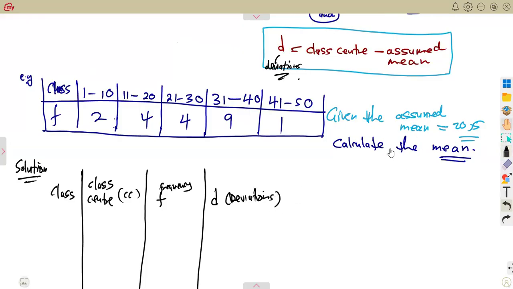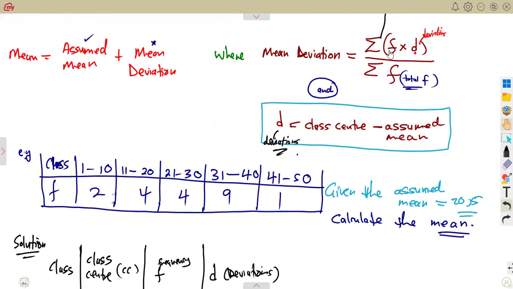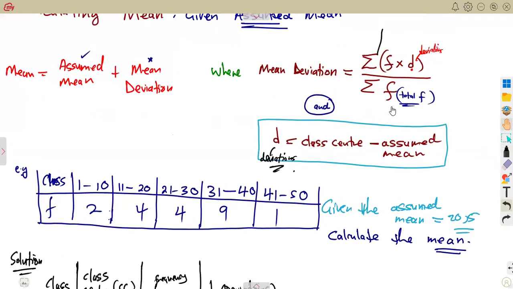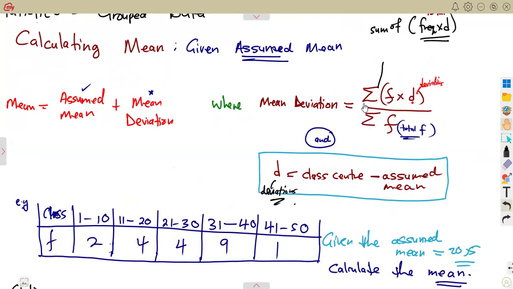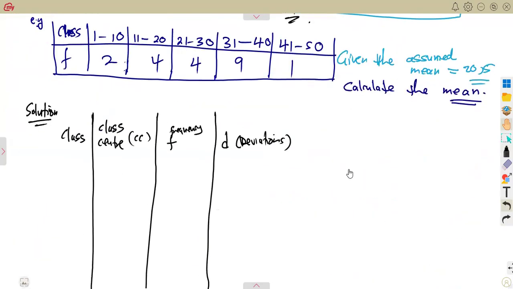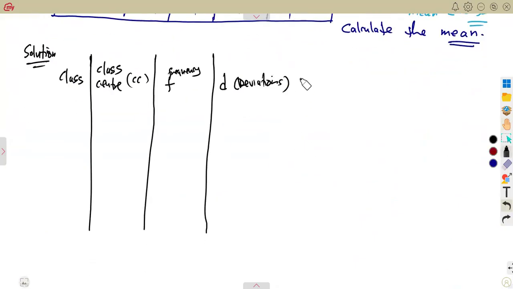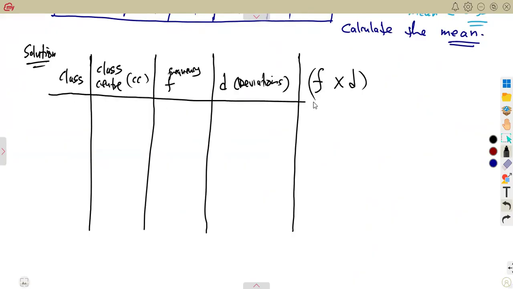Then we are going to need the sum, as we saw from the formula there, the sum of frequency times deviation. So let's have another column just for frequencies multiplied by the deviations because we need their total. So this will be frequency times deviation. We must see that part so that we can simply add them just like that. So this is what you're going to have.